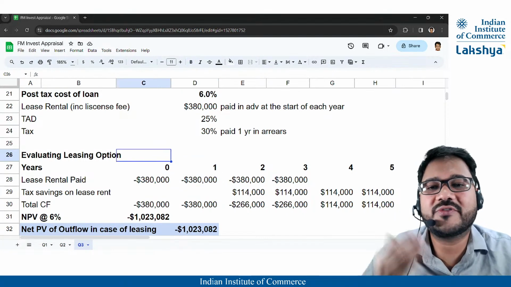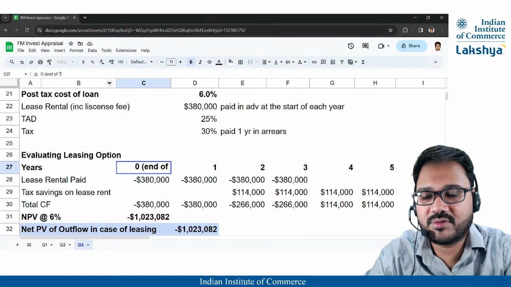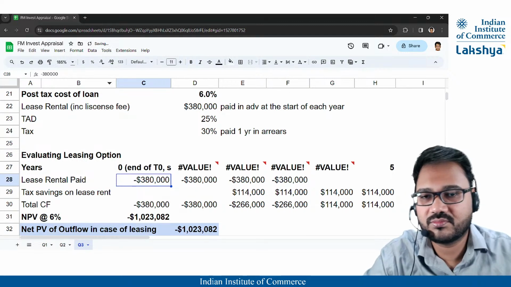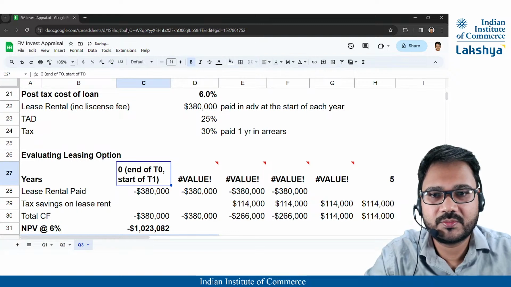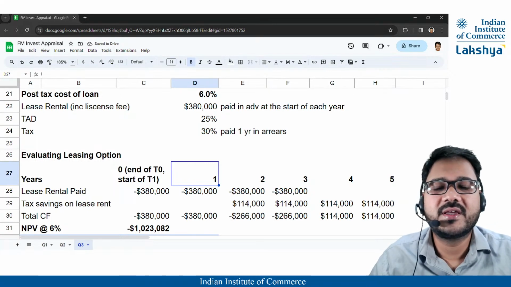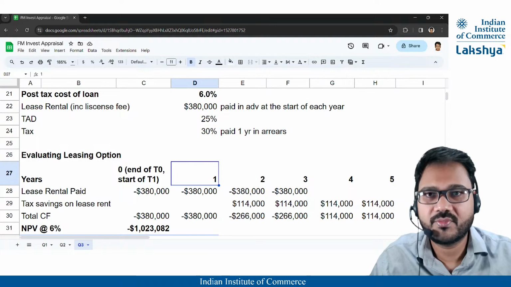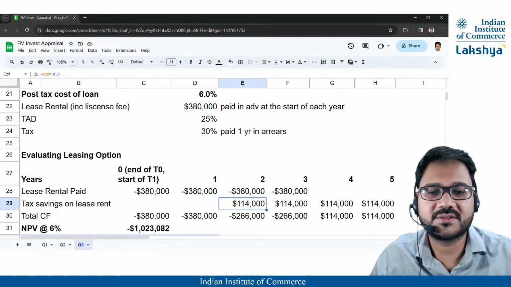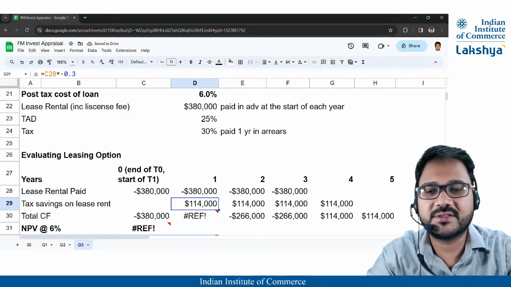Okay, this is basically, you can say, end of year 0, beginning of year 1. End of T0, start of T1. Okay, this 1 is basically end of year 1, start of year 2. So understand this, that taxes are paid at the end of year 1 typically. Typically you will write taxes like this. You will write it as if it is end of year 1.